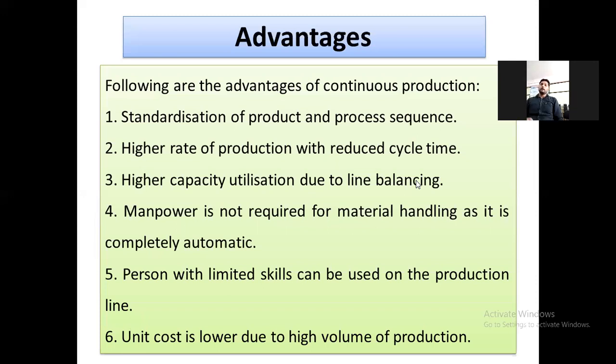Then fourth one, manpower is not required for material handling as it is completely automated. Next point, fifth one, persons with limited skills can be used on the production line. Sixth one is unit cost is lower due to high volume of production. So these are the advantages of continuous production.